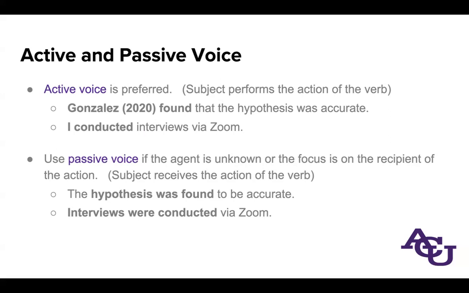Passive voice can be used if we don't know who the actor is, or if we want to emphasize the recipient of the action. In passive voice, the subject receives the action of the verb. So here, the hypothesis was found to be accurate. The hypothesis didn't do the finding. Somebody else did the finding of the hypothesis. Interviews were conducted via Zoom. Again, the interviews didn't do the conducting, but they were conducted by someone else.